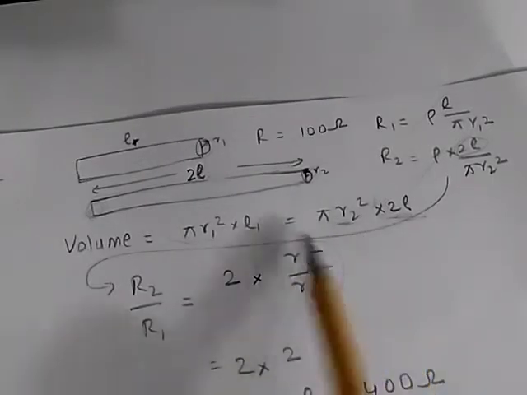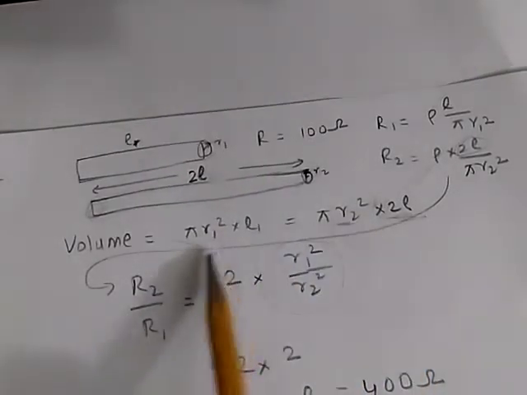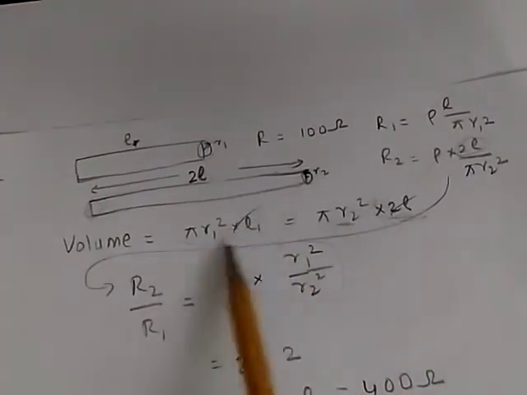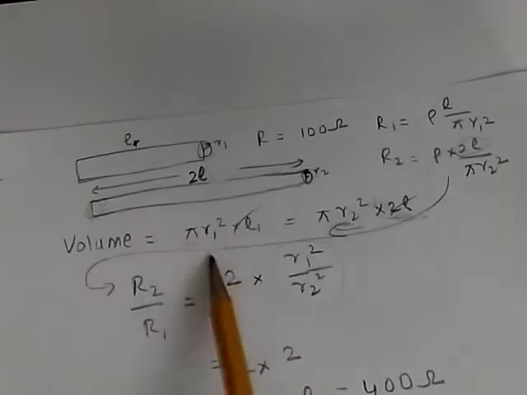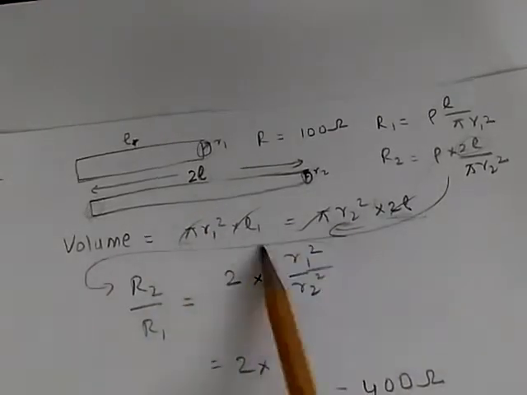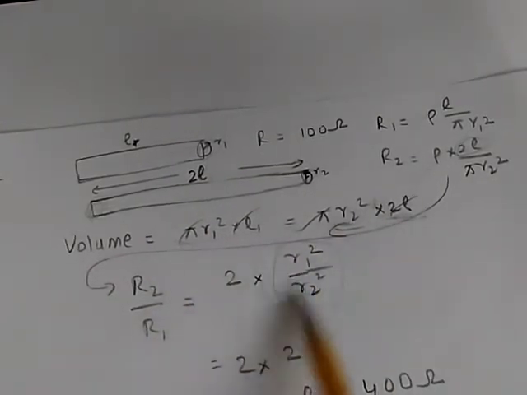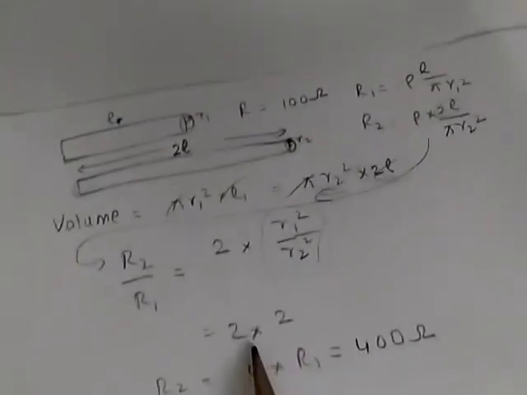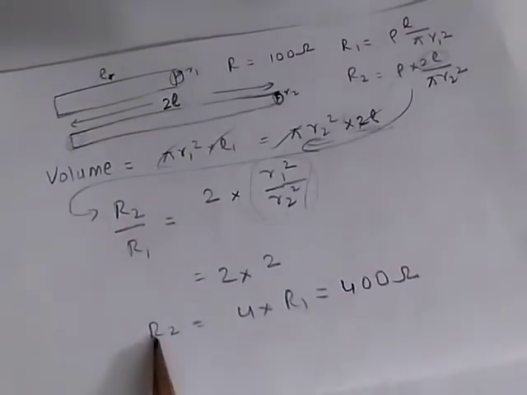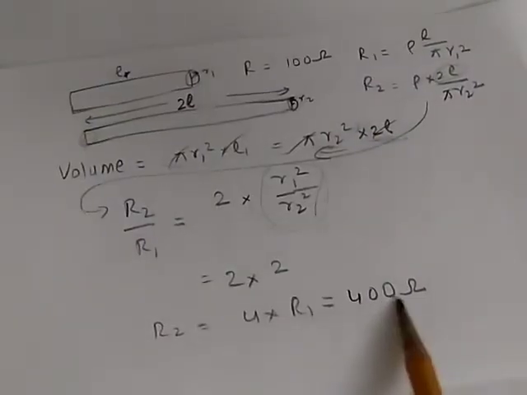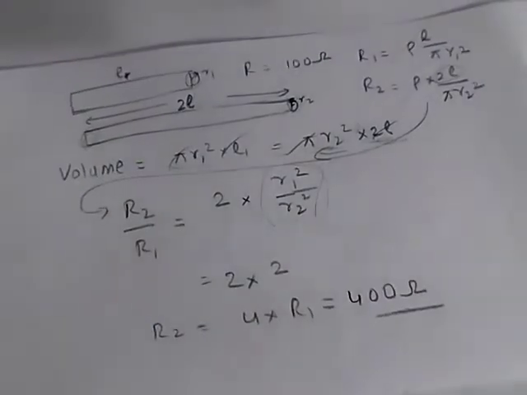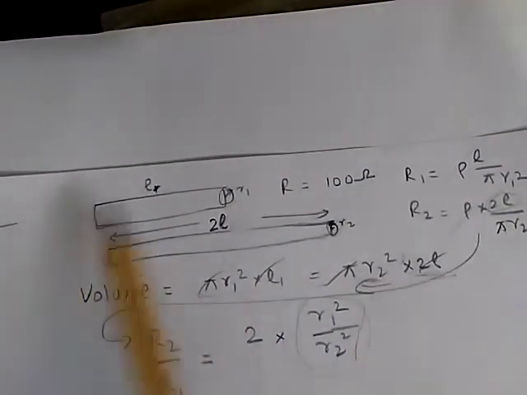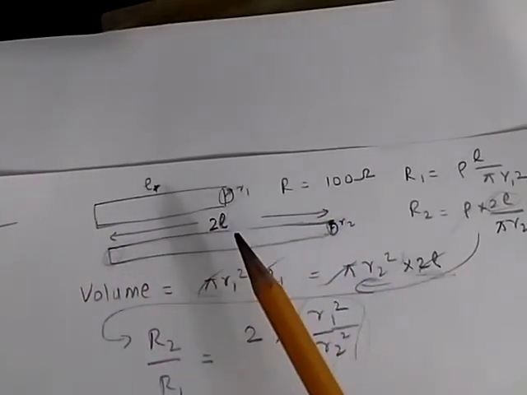From here we get r1 square divided by r2 square is 2. L cancels, bring r2 here, pi cancels, so r1 square divided by r2 square is equal to 2. If we substitute it here, we get R2 divided by R1 is equal to 2 into 2, or R2 is equal to 4 into R1. R1 is 100 ohm, so R2 is equal to 400 ohm. So you can do similar problems when the volume is kept constant, when it's melted and turned into some other shape or something like that.